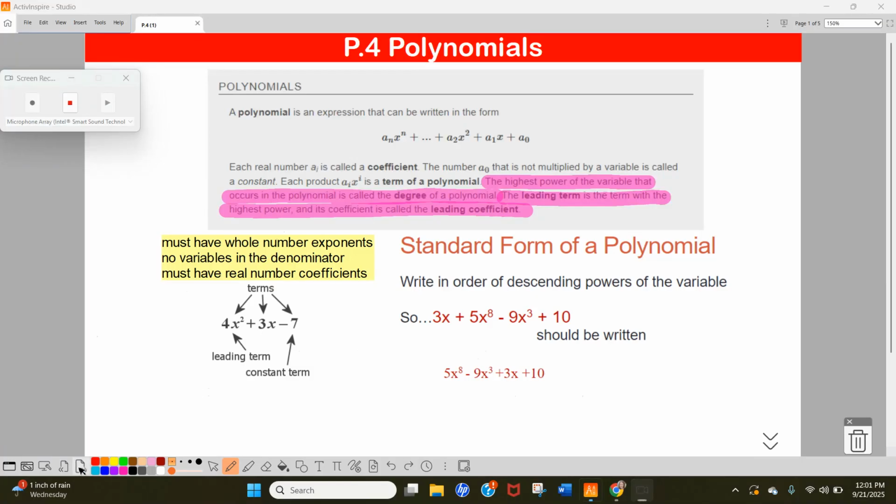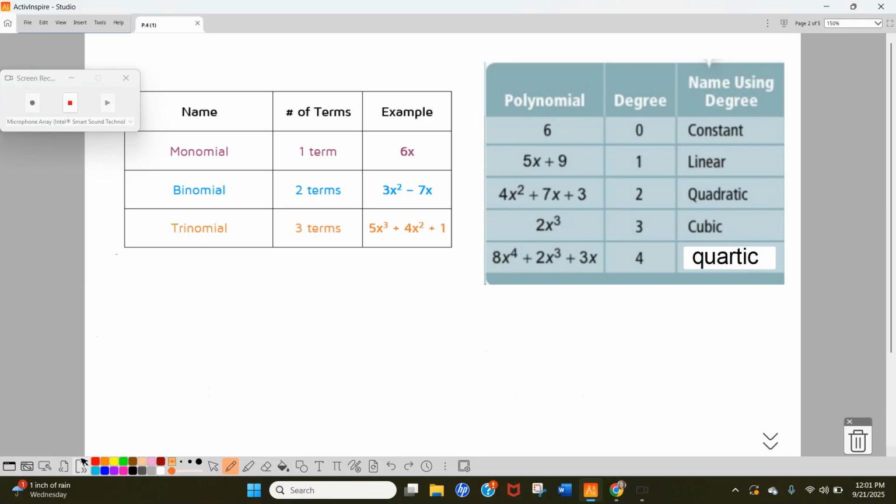All right, so these are not really things that you have to know. I just need, when I use the words in the future, I need you to know what they mean. So a monomial is one term, a binomial is two terms, a trinomial is three terms, and a constant function is degree 0. A linear function has degree 1, quadratic is degree 2. Remember, degree is the biggest exponent. So cubic would be degree 3, or the biggest exponent is 3. Quartic would be degree 4, or the biggest exponent is 4.